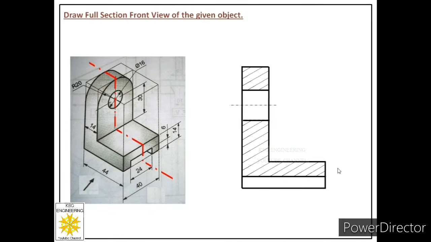And we know we draw section lines at 45 degrees to the horizontal, and these are continuous thin lines parallel to each other, and these are equidistant lines. And we place these lines in the area cut by the cutting plane. So these section lines show us the surfaces which are actually cut by the cutting plane. So now we are ready with the full section front of this object. Now in the next part of this lecture, we will draw full section front of this object and its top view on the grid sheet.